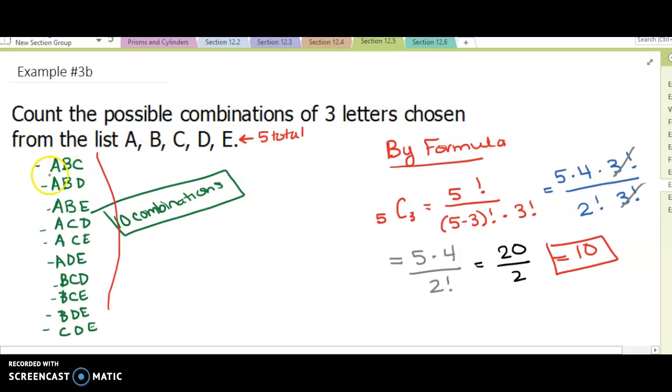Now remember, we're considering ABC the same thing as CBA, right? We're just worried about how many combinations of letters. We don't care about the order they're in, okay?